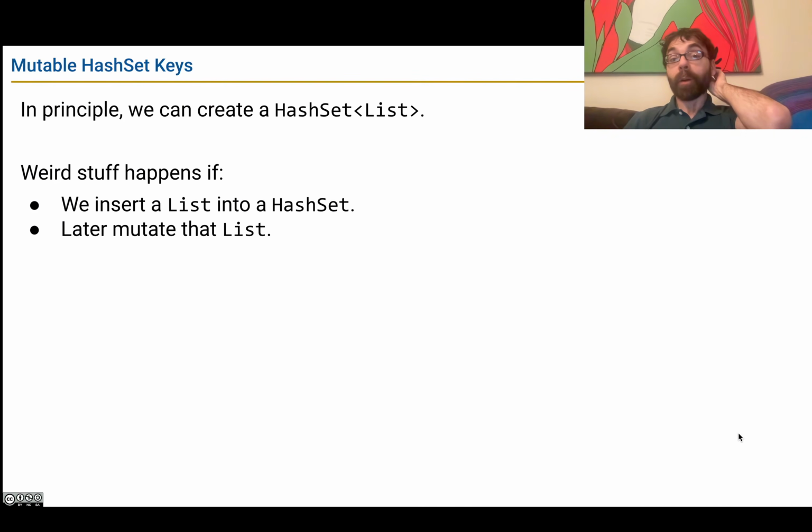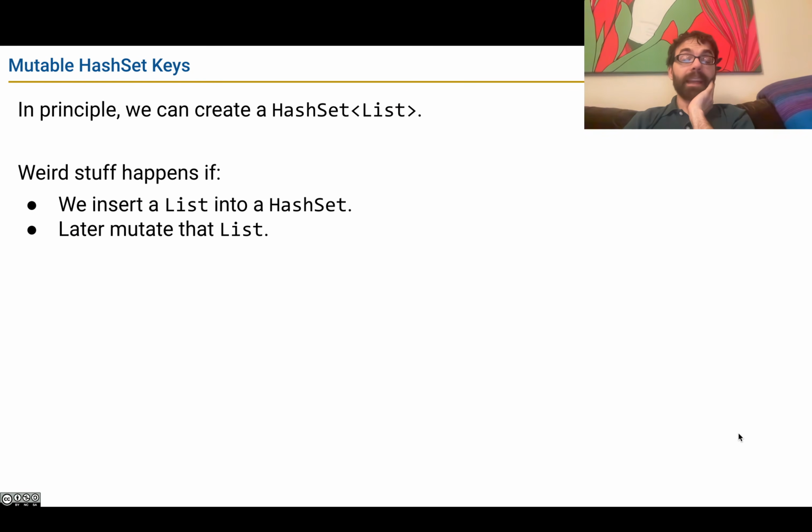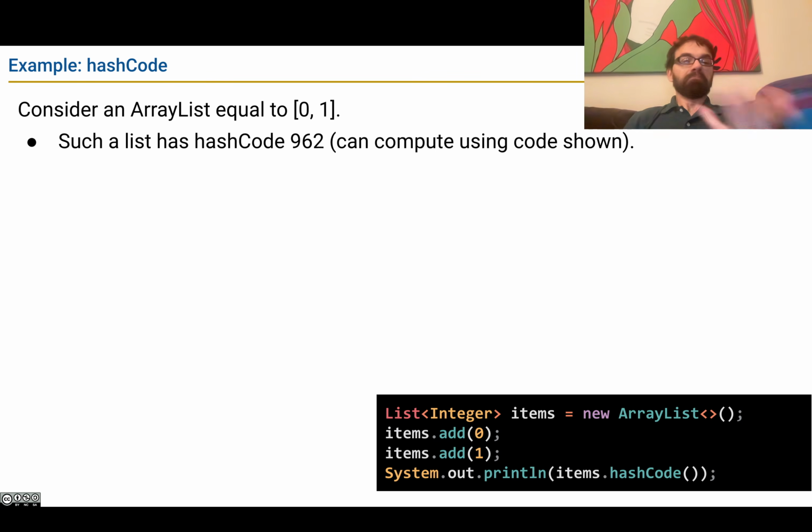Let's see an example of where things can go wrong if we create a hash set or a hash map, or any kind of hash-based data structure that includes a mutable type like a list. What I'll show you is that weird stuff happens if we insert a list into a hash set and then mutate that list.